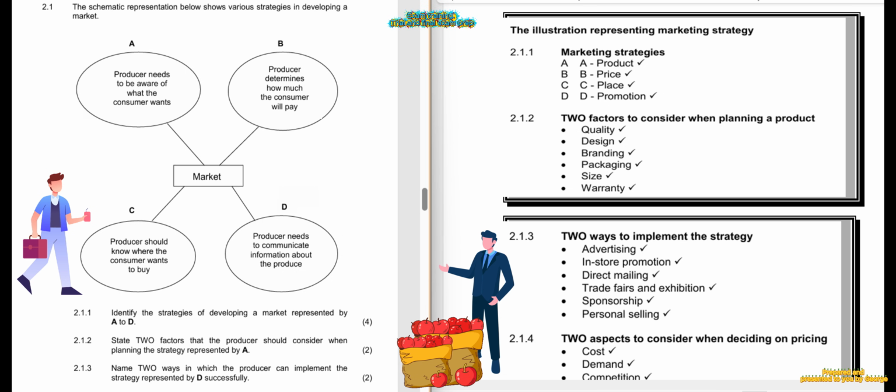2.1.1. Identify the strategies of developing a market represented by A to D. We need to identify the marketing strategies used by letters A, B, C, and D. A. That's a product. B. That's a price. C. That's a place. D. That's a promotion.